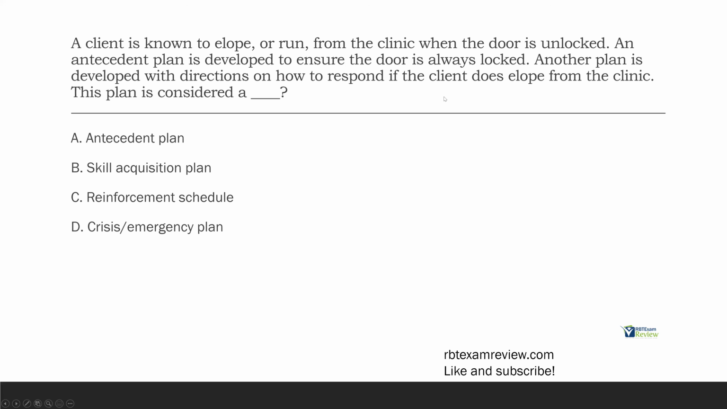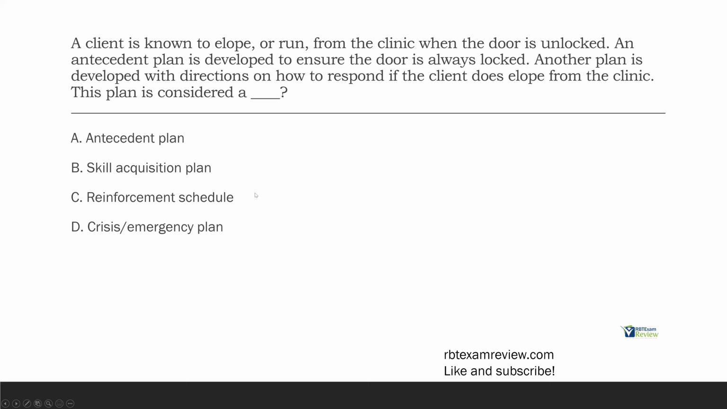And when we develop a plan that addresses emergency situations, well, what do we call that? Is it an antecedent plan? Well, it's not going to be an antecedent plan. Why? Well, it's reactive. The plan is reacting to the client eloping from the clinic. We've got an antecedent plan already in place. This is not the antecedent plan we're talking about. What about a skill acquisition plan? Are we teaching a client any new skills here? No, our plan is strictly focused on what do we do if the client does elope. We're not teaching anything here. We're only giving guidelines on how we react if the client leaves the clinic.